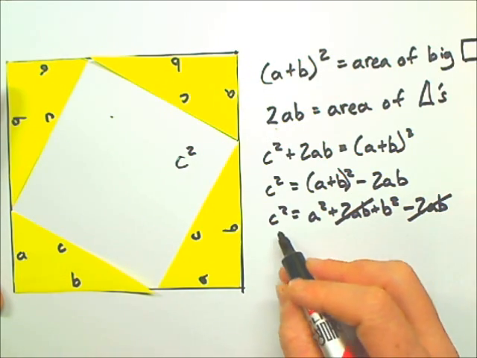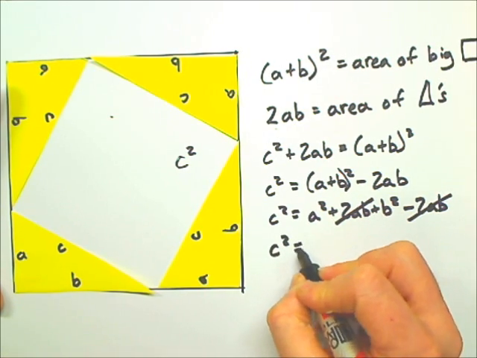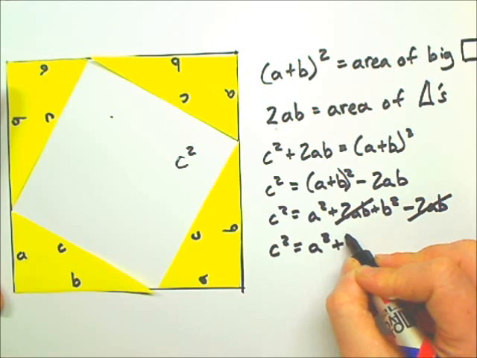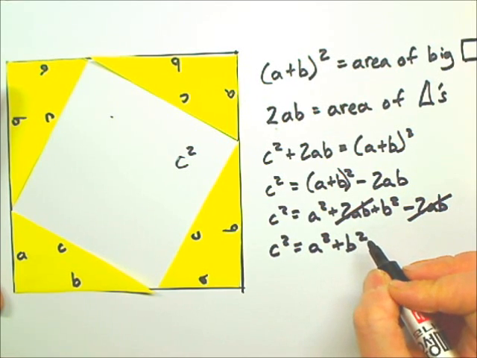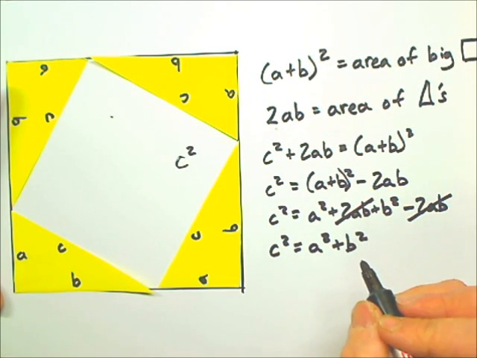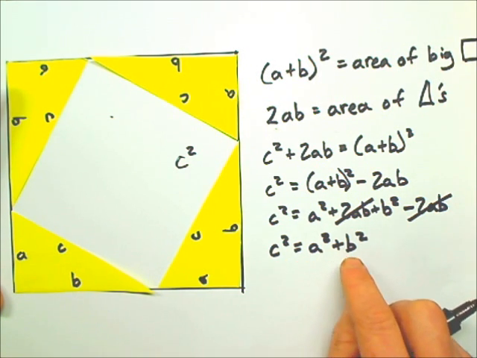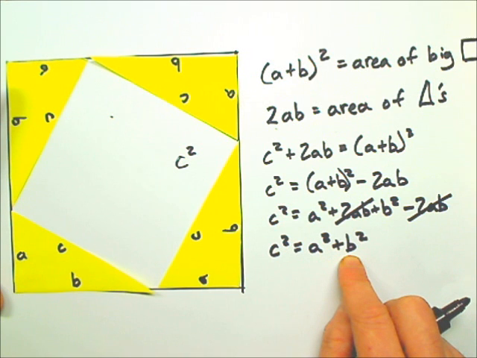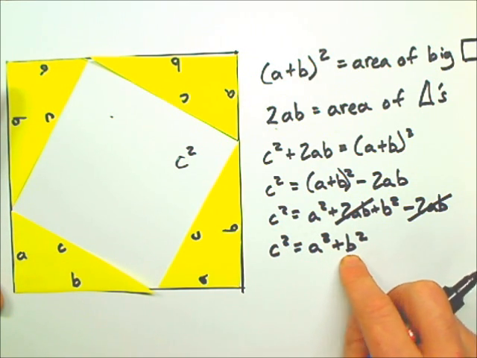They cancel each other out. And then we're left with c squared equals a squared plus b squared. Now, it just so happens that, wonder of wonders, this is what we need to know to figure out how much steel cable to buy for our sailboat.